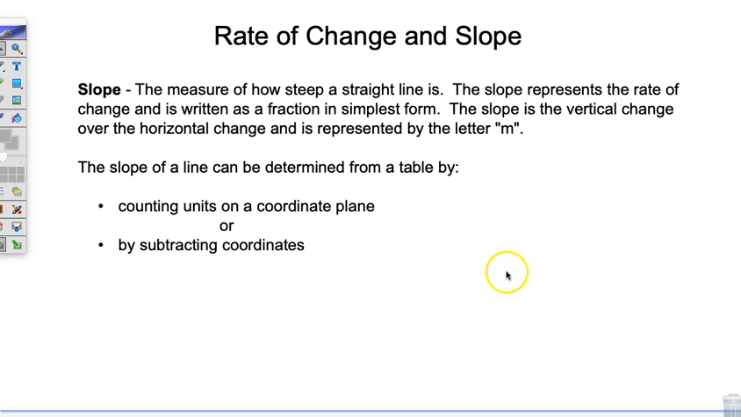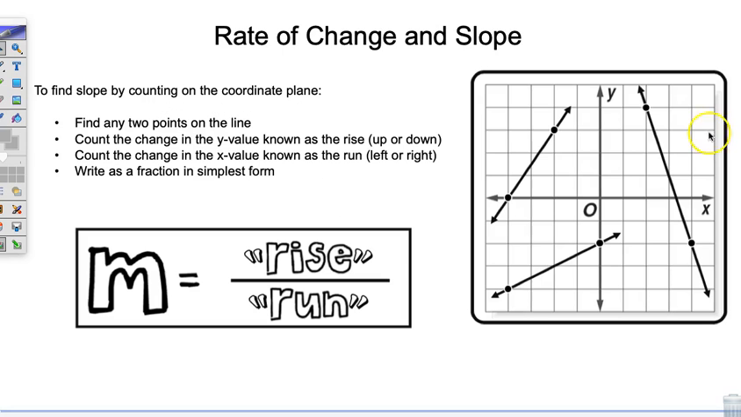The slope of a line can be determined from a table. You can either take the units from the table and count on a coordinate plane, or you can do it by subtracting coordinates using a formula. So let's take a look at those two methods. The first one we're going to do is find the slope by actually counting on the coordinate plane.